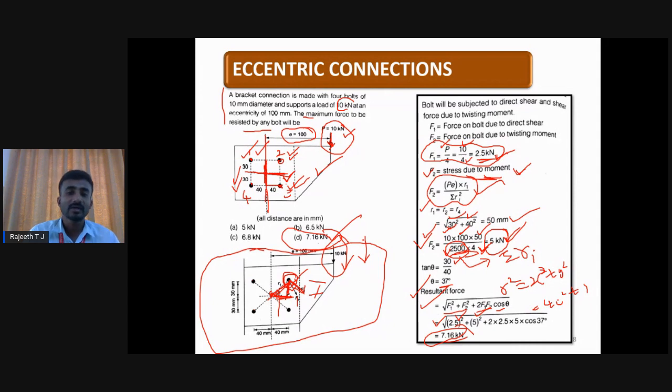Where F2 is the force due to the moment because of the bracket load. P into R1 by sigma R square we should calculate. If you calculate R1 and also sigma R square, then you can calculate F2. Then you calculate theta, the angle between the radial line and the horizontal centroidal line. Then you can substitute into the resultant force formula. Resultant force is the maximum force that will be carried by the bolts.